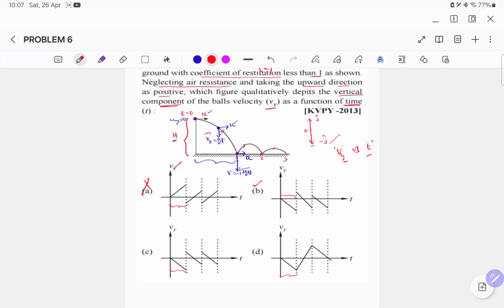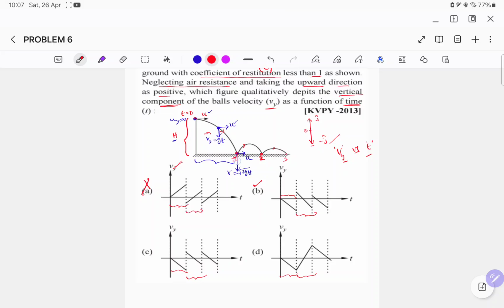See, next, if I select the next time interval, I'm going to work out what happened to the ball between the first bounce time and the second bounce time.